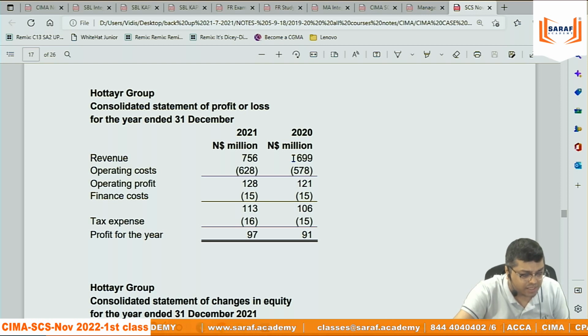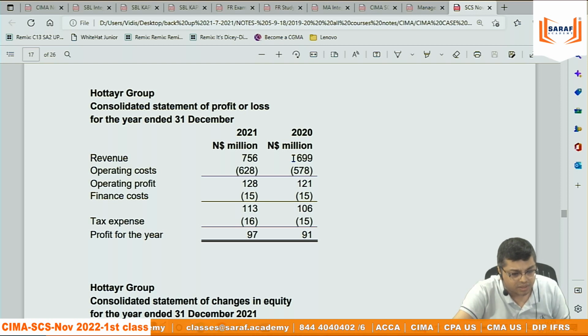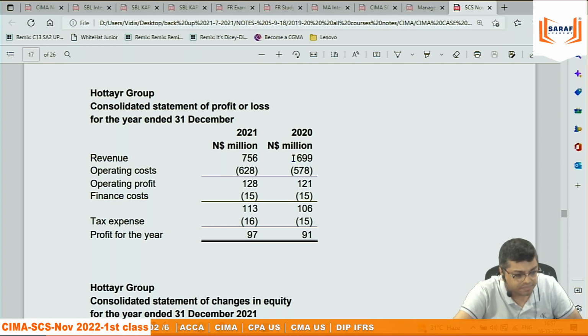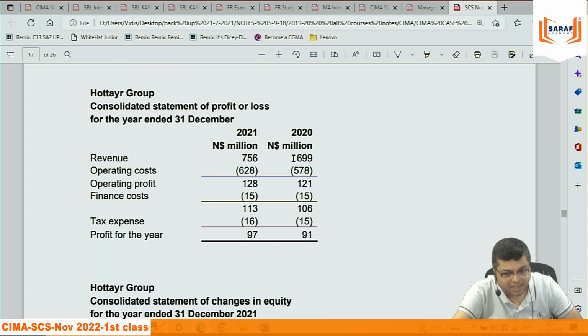Operating cost: 628 minus 578, the whole thing divided by 578. That is 8.65%. That means their operating expenditures are increasing at a greater rate, not very high, but slightly greater rate as compared to revenue.